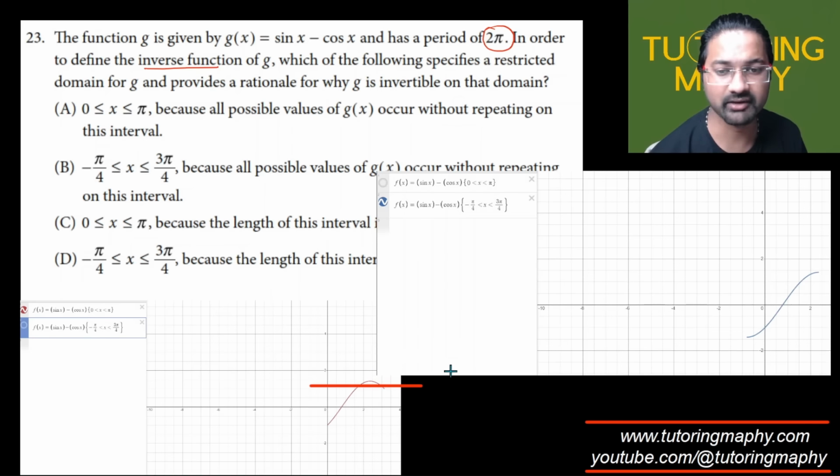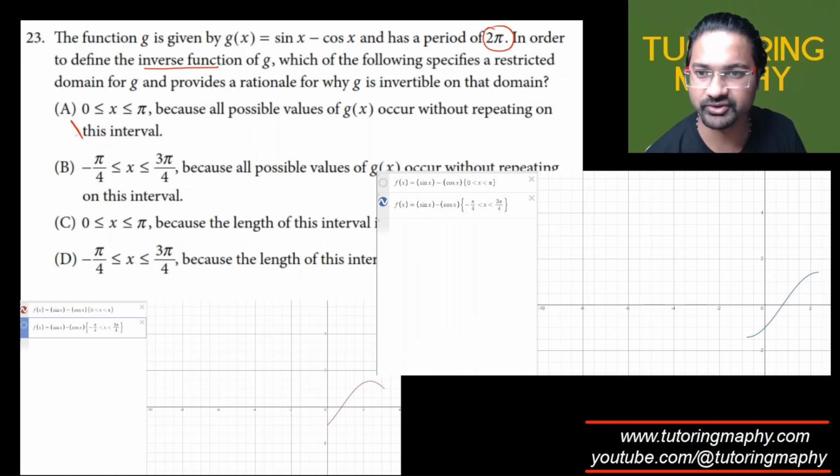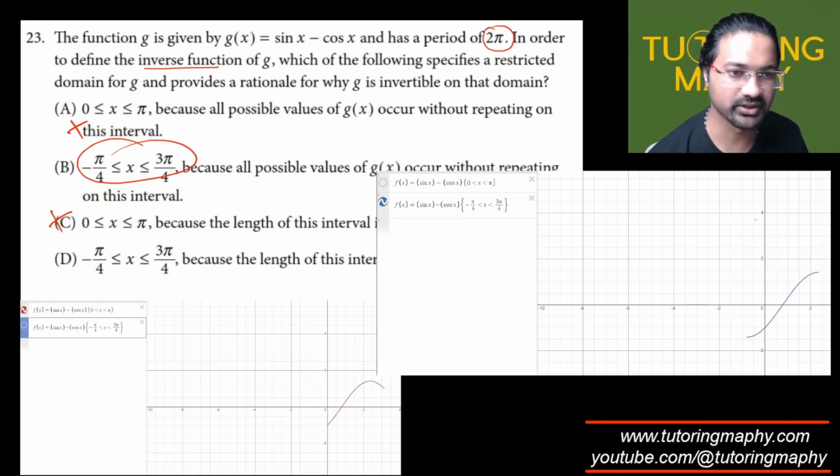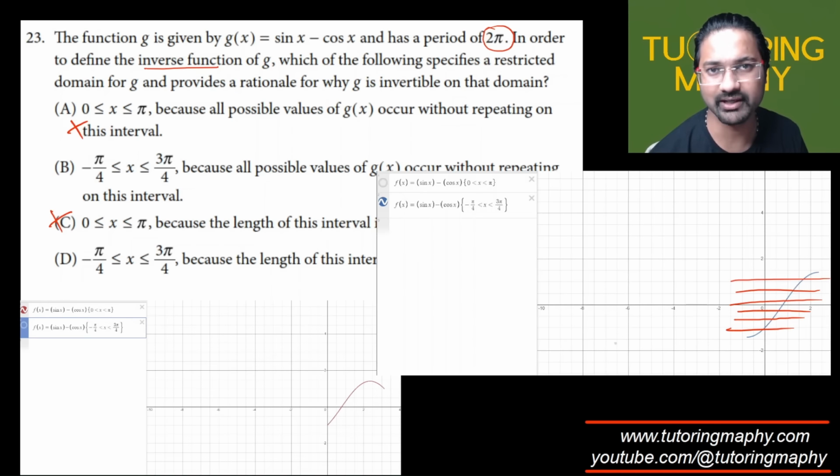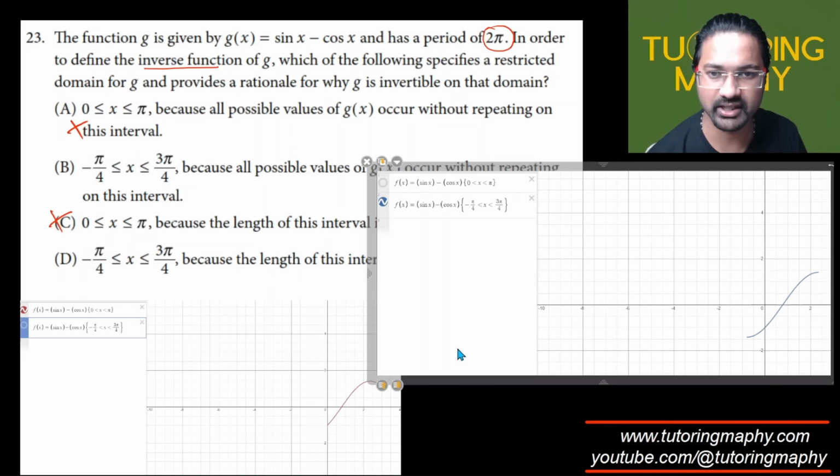So 0 to pi will not work. So 0 to pi is just ignored. Now it's either B or D, because here you can clearly see that any horizontal line is intersecting the function only at one point. I'm just going to find out which one is that.